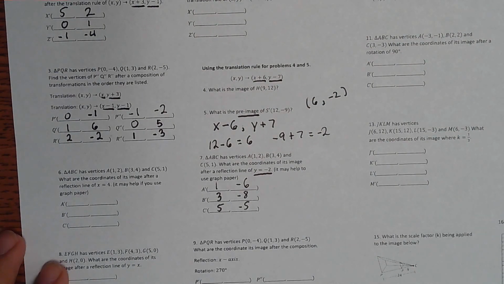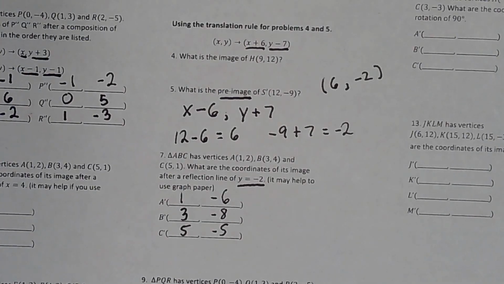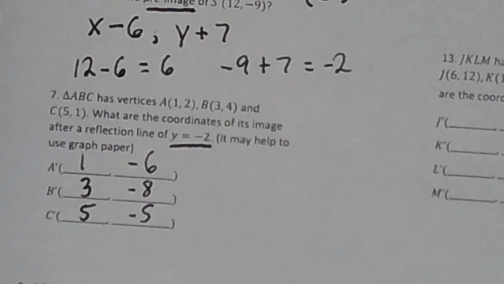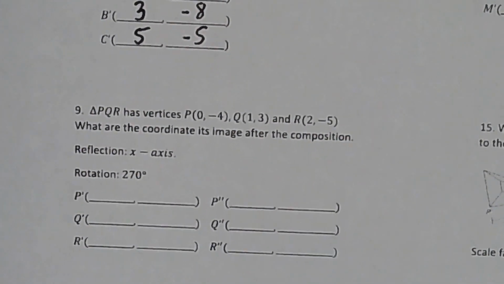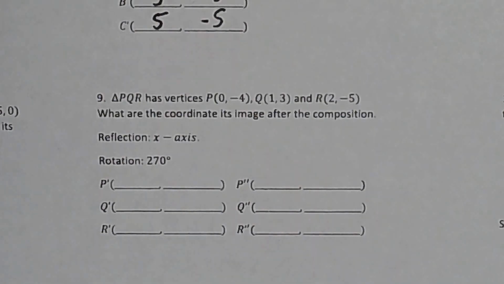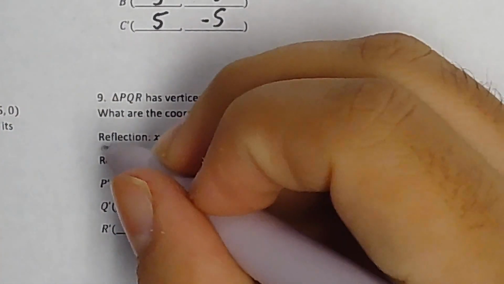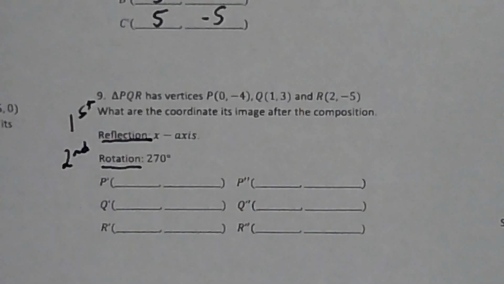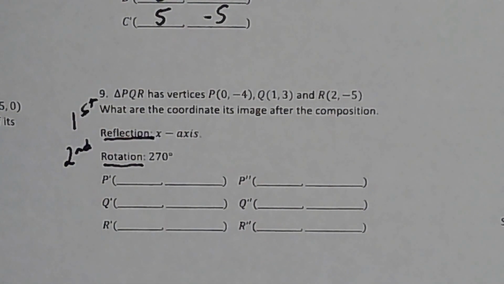Let's go to 9. And let me zoom back in. There we go. So this one is another one that is a composite transformation. So I'm going to do the top one first, then do the second one. So first, second. So reflection over x-axis, what is going to change?